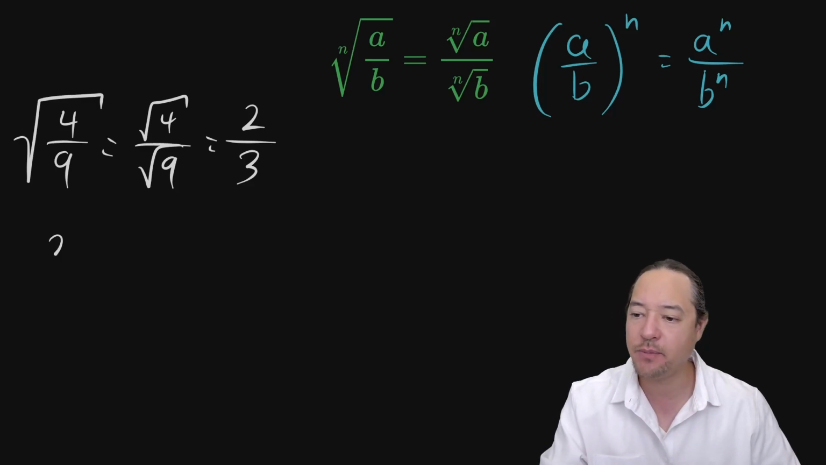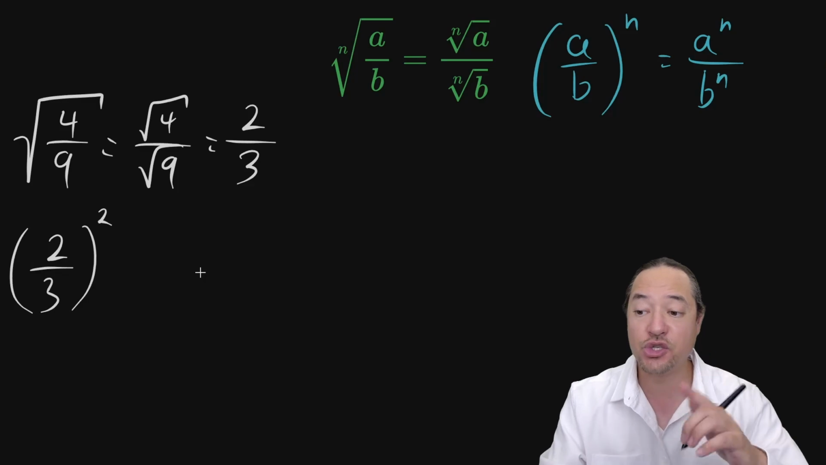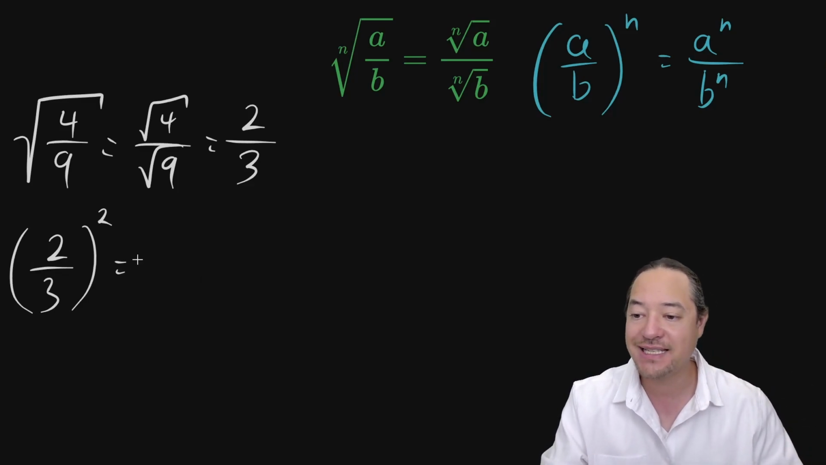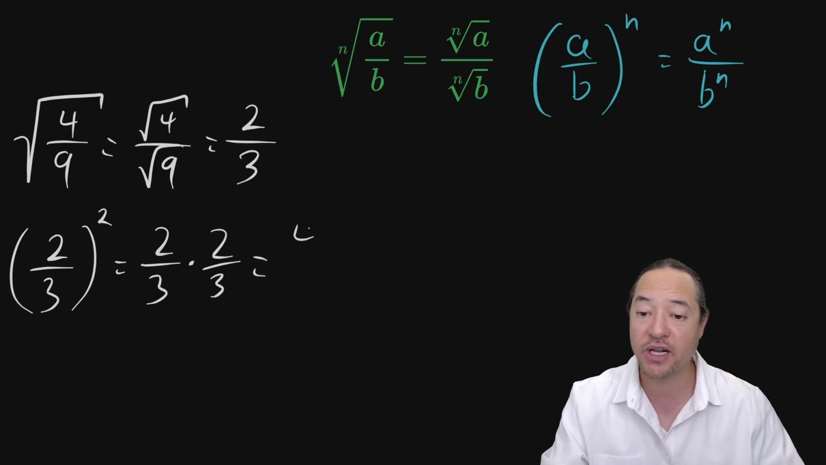And we could check that, right? Because taking the inverse operation should tell us that 2/3 squared should equal 4/9. So this is the same as 2/3 times 2/3. And sure enough, multiply the numerators, you get a 4. 3 times 3 is a 9. So that works out. So that's all we're talking about right here.